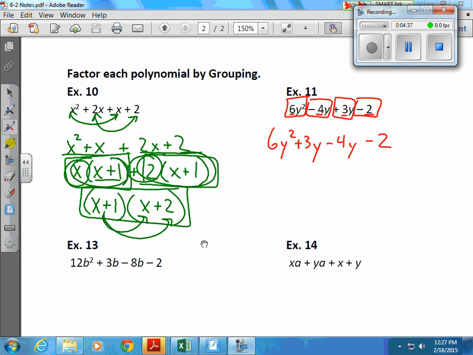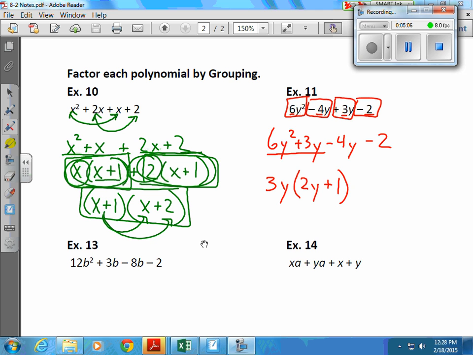Okay? So, looking at these first two terms, what common factor do I have between those two terms? Both of them have a 3 in common. Both of them have a y. So I can pull out a 3y from both of those. 6y squared divided by 3y would be 2y. 3y divided by 3y would be 1, plus 1.